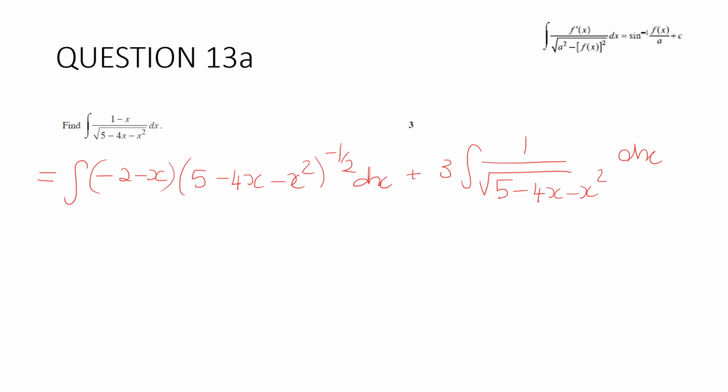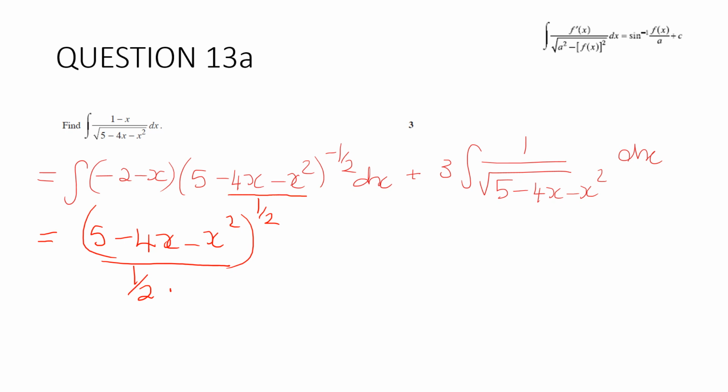which is equal to 5 minus 4x minus x squared to the power of half divided by a half, divided by the derivative of this, which is negative 4 minus 2x. And we've got most of that there, we're just missing a 2. Plus 3. Now we need to complete the square. Now you're going to think I'm crazy, but this is the way that I do it. I'm going to factorize the negative out. It just helps me make sure I don't make a mistake, basically. x squared plus 4x minus 5. You don't have to do it this way.